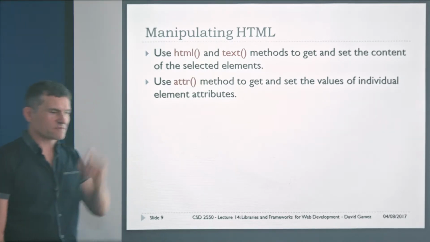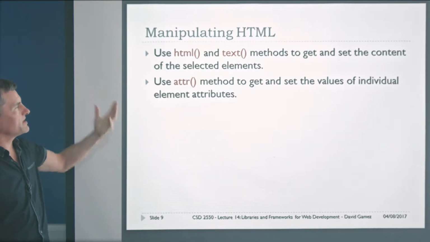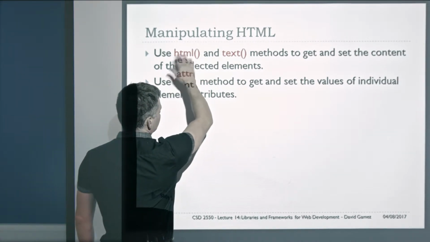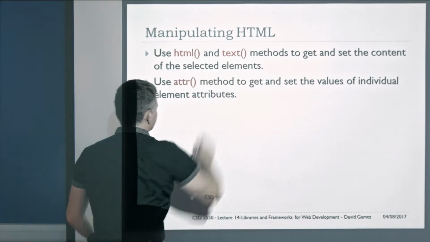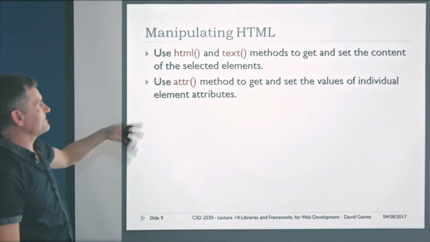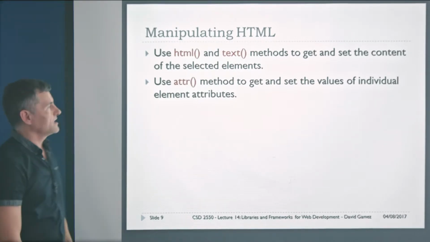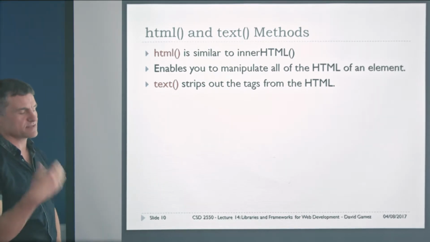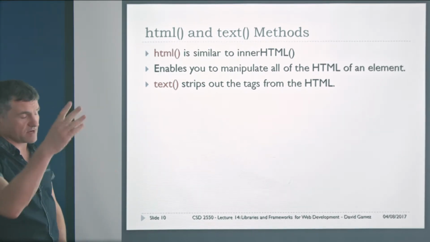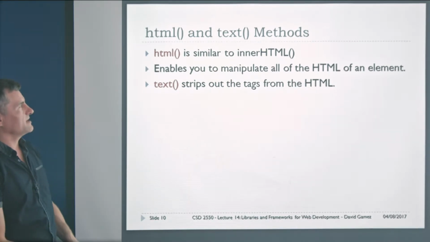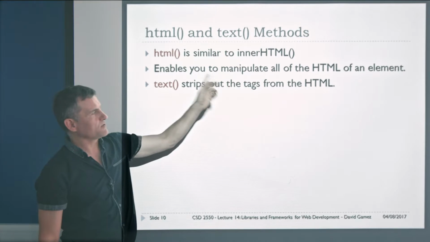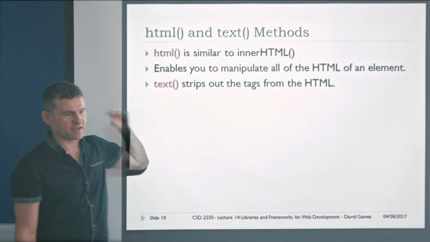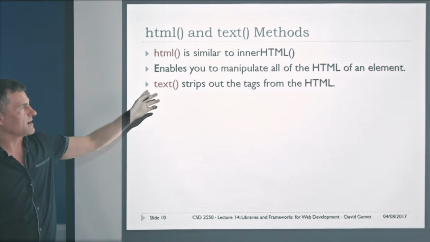Once you've got a reference to your HTML element using jQuery, you can then manipulate it. Two of the obvious ways would be to access the HTML within the element, and you can also access the text within the element. And you can get and set the values of individual element attributes using the attr method. So html is similar to innerHTML, where you've got document.getElementById and then .innerHTML to get the HTML. That enables you to manipulate all of the HTML of an element, everything that's inside the tags. And you can also strip out the HTML tags and just access the text.